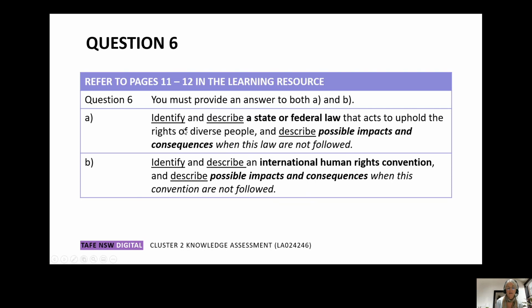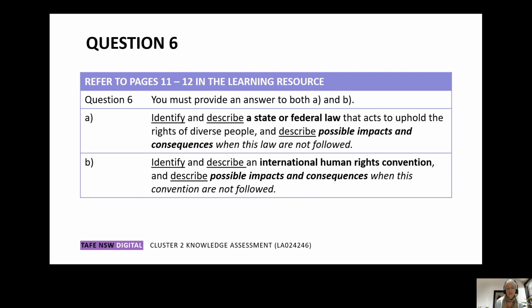Okay, so in your answer, when it says identify, that means provide the name of the law. When it says describe, it means give us a description so that you can demonstrate that you understand what the aim of that law is. You know, what does it aim to protect or who does it aim to protect? Okay, so identify, describe, and then also describe the consequences. You know, what's the impact to people that may be affected? Okay.